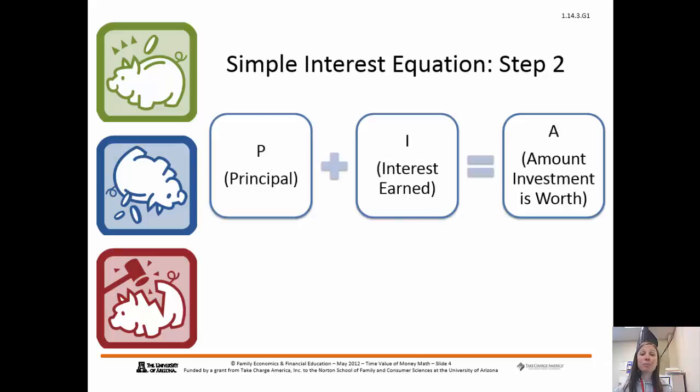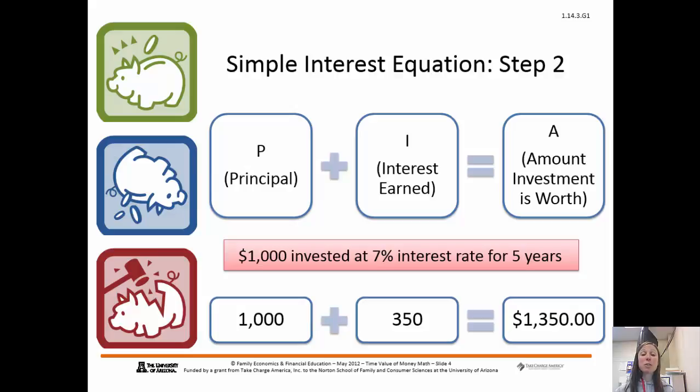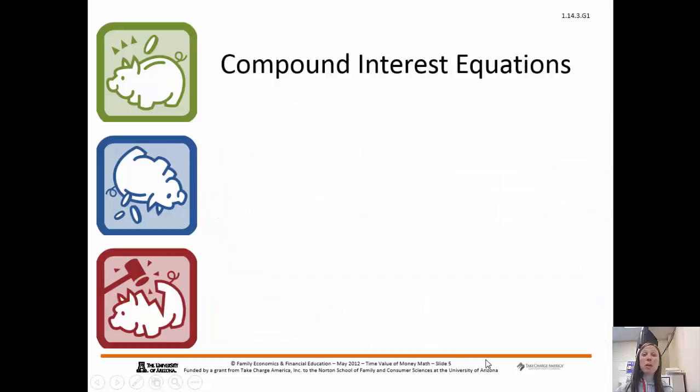Here's another equation. Principal plus the interest earned is the amount the investment's worth. So that $1,000 invested at 7% for 5 years, 1,000 plus the $350 I figured earlier equals $1,350, and that's my total amount that I have now.